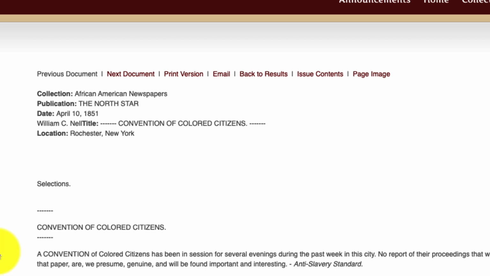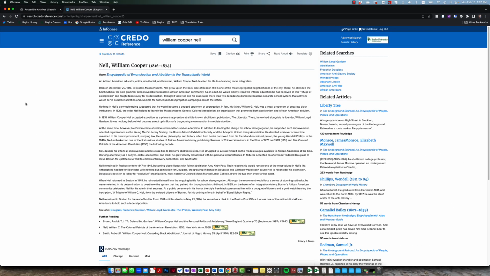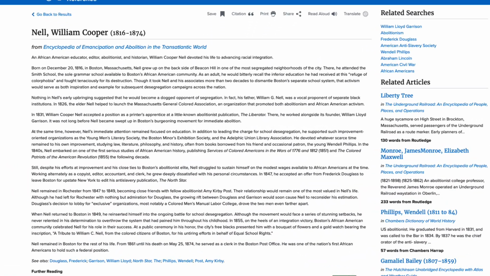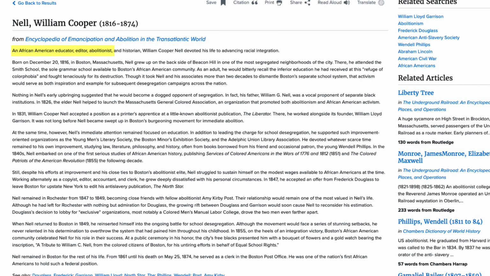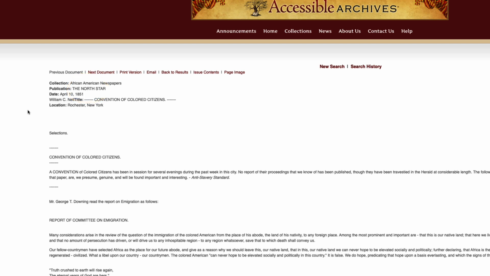For example, who is the author of the piece? Well, it's William C. Nell. And if we don't know anything about William C. Nell, we can just go to a reliable database to find out more. So for example, if I type William Cooper Nell into Credo, I'll find an article on William Cooper Nell, and I'll find out that he was an African-American educator, editor, and abolitionist who wrote for various newspapers, including the newspaper in question, the North Star. From that information from Credo, I also know a little bit about the author's perspective. I know that he was an abolitionist. So he's writing from the perspective of abolitionism.